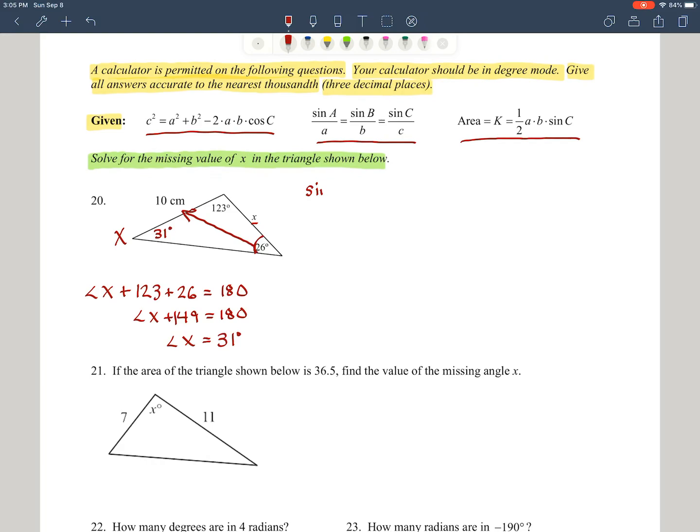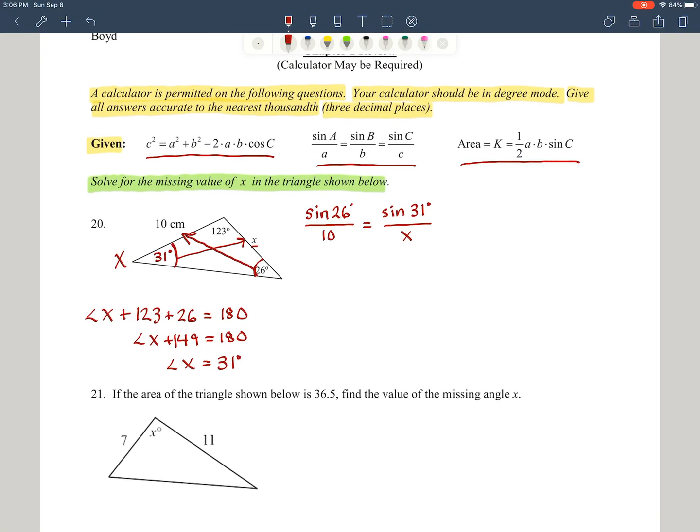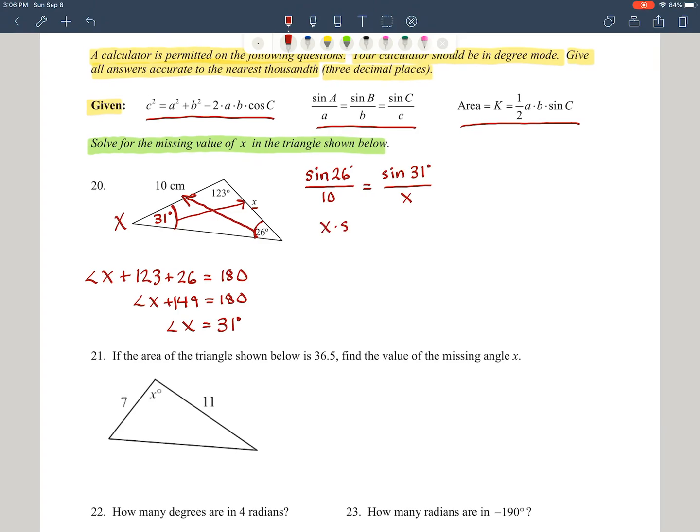We're going to say the sine of 26 degrees over the side across from it there, so that would be 10, should equal, we're going to take the sine of 31 degrees over x. And then we can just cross multiply to solve, however which way you wish to do it there. So I have x times the sine of 26 degrees should equal 10 times the sine of 31 degrees. We'll divide each side by the sine of 26 degrees. So x equals 10 times the sine of 31 degrees divided by the sine of 26 degrees.